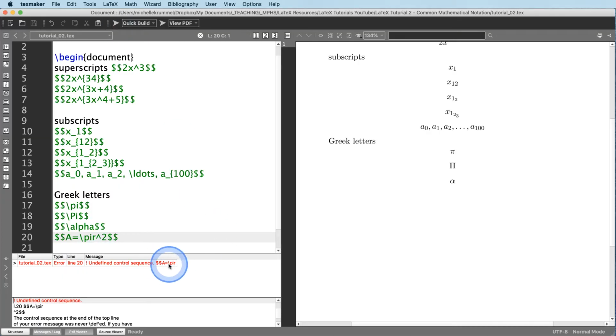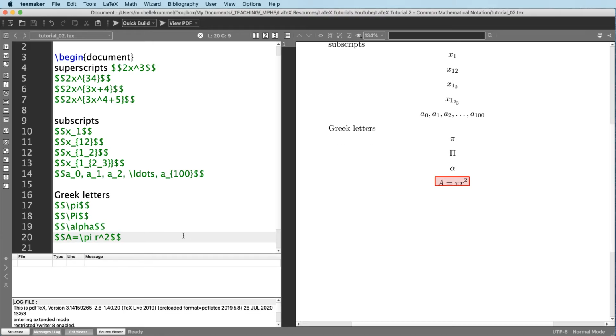And you can kind of see it's giving me a hint here of what the error is. It doesn't like that pir. So you have to put a space between your command and the next thing. And now it should be fine. There we go. Area equals pi r squared right here.